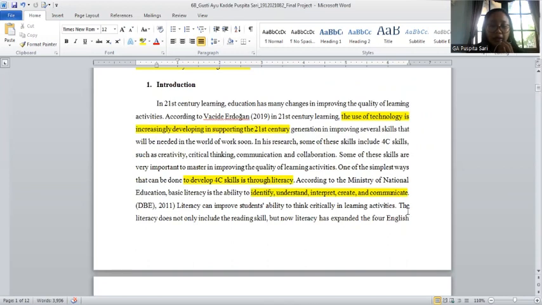The first thing I explain is the use of technology in supporting 21st century learning. Because in 21st century learning, we know that the students also have to have skills, which include four skills: creativity, critical thinking, communication, and collaboration. One way that can increase students' critical thinking is through literacy. So, I put here the theories from the Ministry of National Education. It explained that basic literacy is the ability to identify, understand, interpret, create, and communicate.